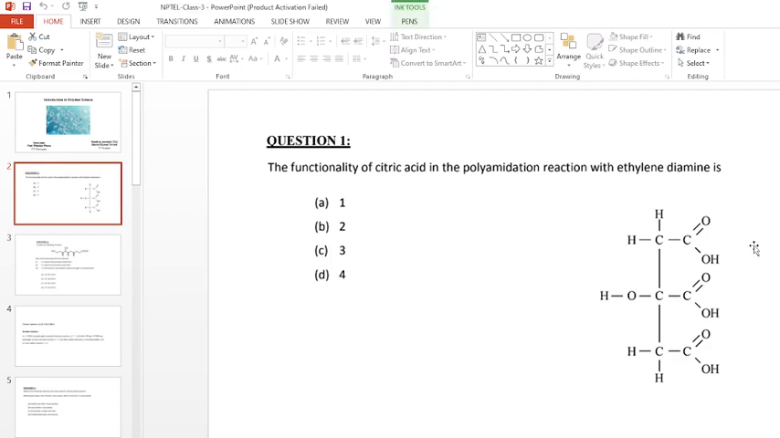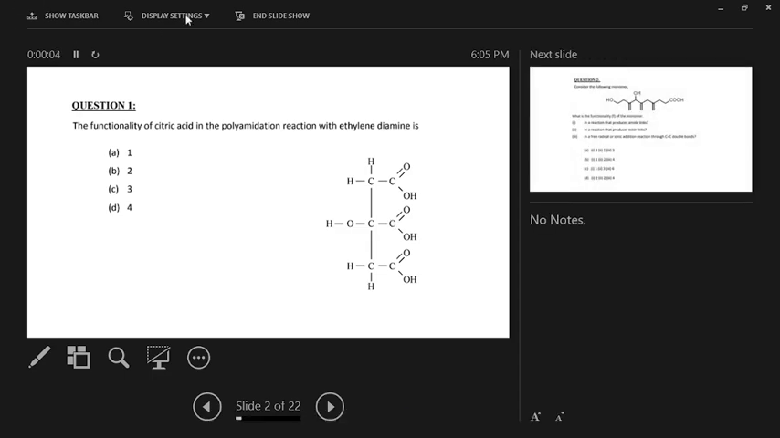Okay, so the first question is the functionality of citric acid in polyamidation with ethylene diamine. First of all, we need to find out the structure of citric acid. This is the structure of citric acid. It has three functional groups: first, second, and third. So this molecule has three functionality. Functionality means it can make bonds from three sides. This is the first side, second side, and third side. So it can make bonds from three sides. That's why its functionality is three.